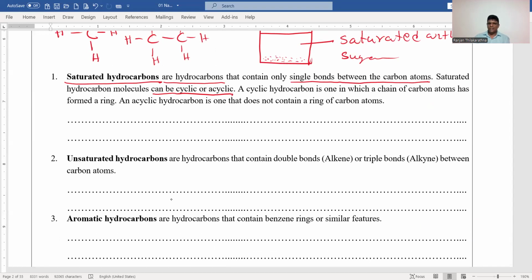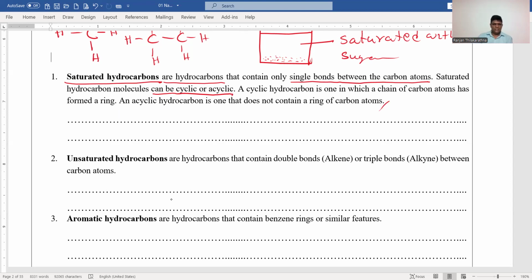A cyclic hydrocarbon is one in which a chain of carbon atoms has formed a ring. Otherwise it will not form a ring. An acyclic hydrocarbon is one that does not contain a ring of carbon atoms. Ring of carbon atoms, right?